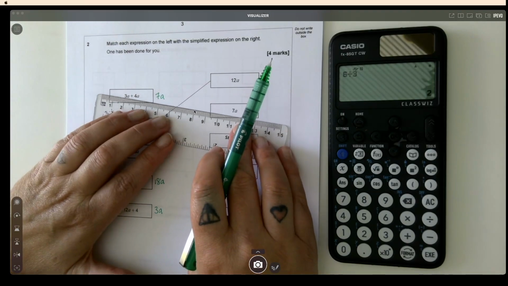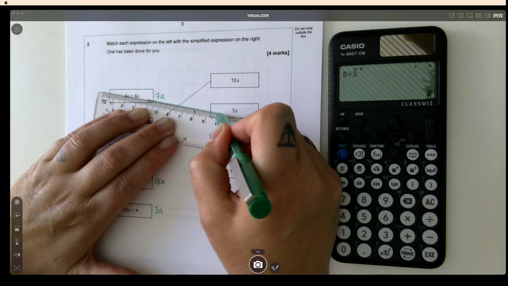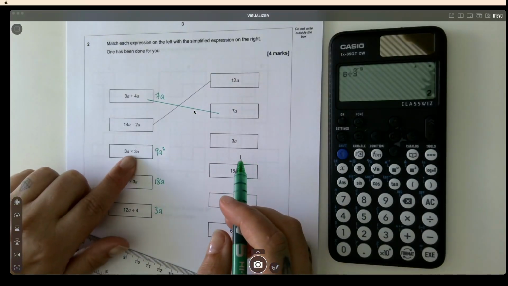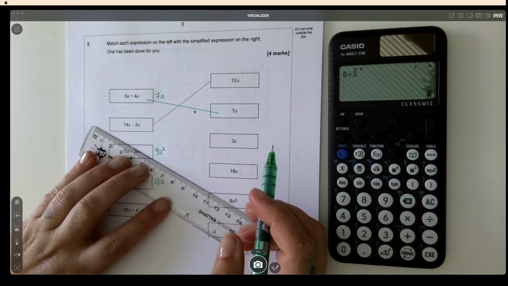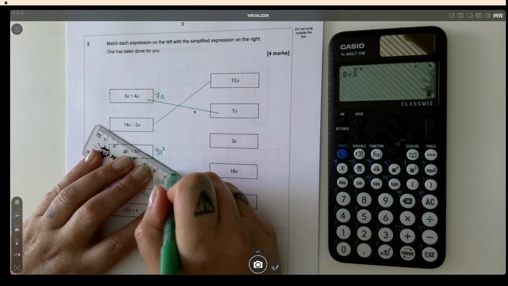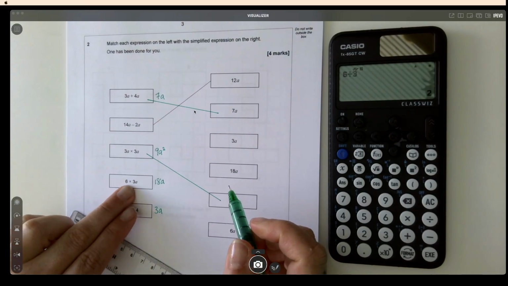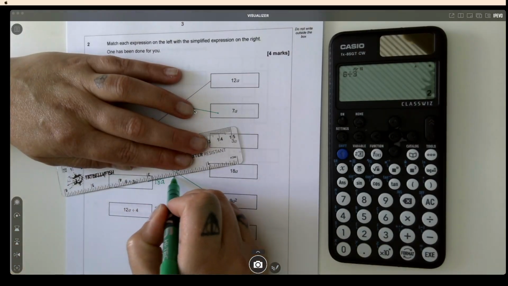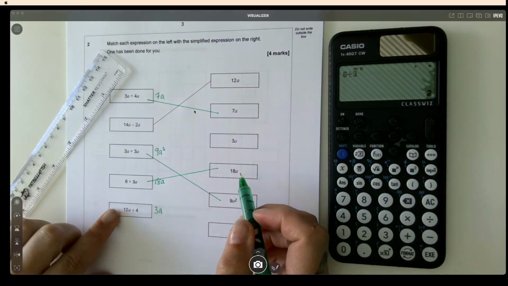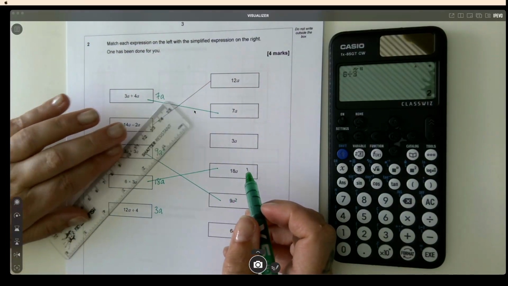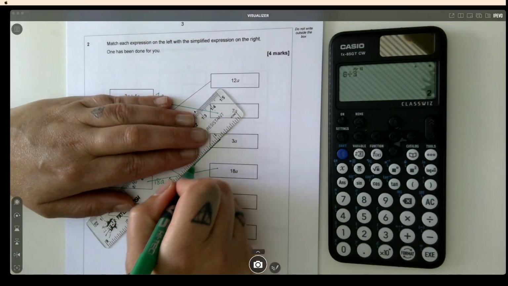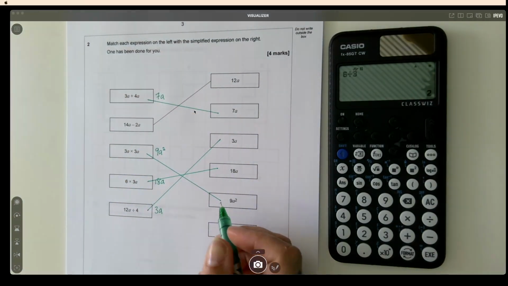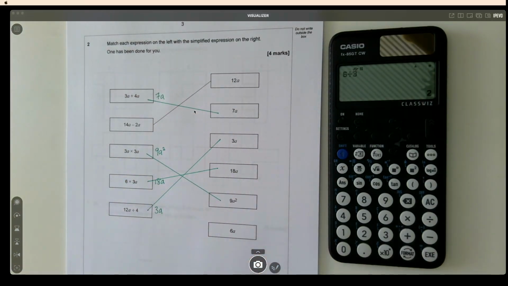So 3a plus 4a is going to get matched to 7a. 3a multiplied by 3a is going to get matched to 9a squared. 6 multiplied by 3a is going to match to 18a. And then 12a divided by 4 is going to get matched to 3a. And we didn't need to use that last box there at the bottom.